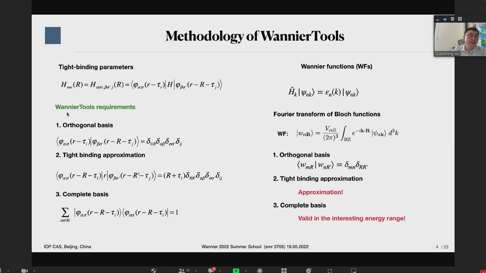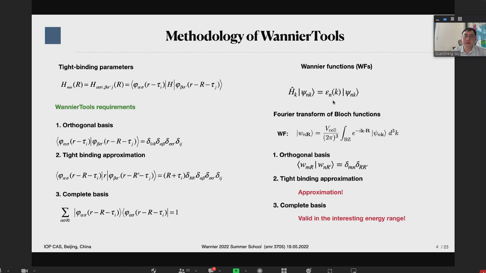These three requirements are needed. The first one is the orthogonal basis. The basis should be orthogonal with each other. The second one is that we take the tight-binding approximation, that is, those local orbitals are just like a delta function. And also, we treat all the basis as our complete basis. All those three requirements can be met by Wannier functions.